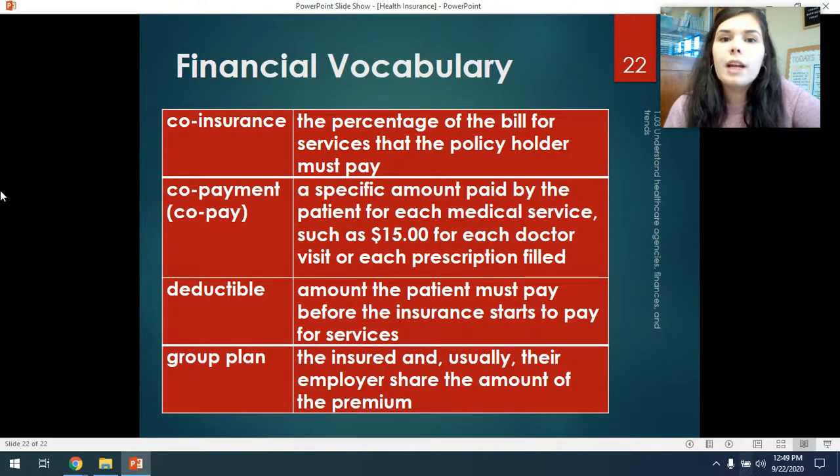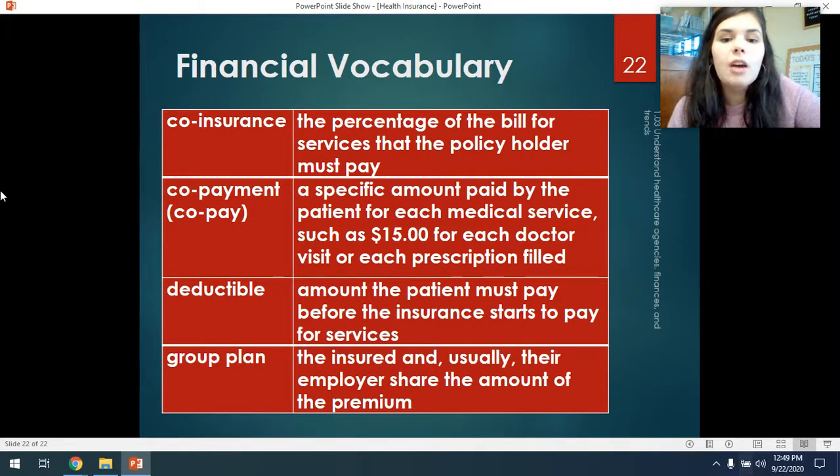Lastly, let's talk about our financial vocabulary. You're going to need to know these words when it comes to doing your health insurance math. So co-insurance is the percentage of the bill for services that the policyholder must pay. So whatever percentage is going to be left over that you as the policyholder are going to have to pay for is your co-insurance.